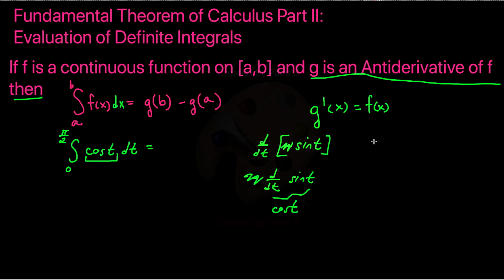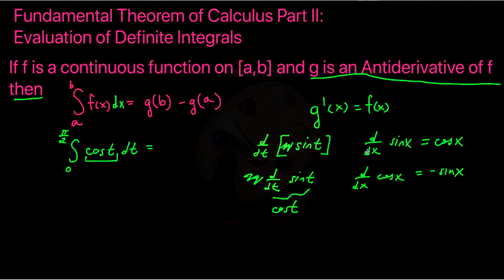But we should remember that the derivative, doesn't matter, derivative with respect to x or theta or t, the derivative of sine x is cosine x, right? And the derivative of cosine x is negative sine x.